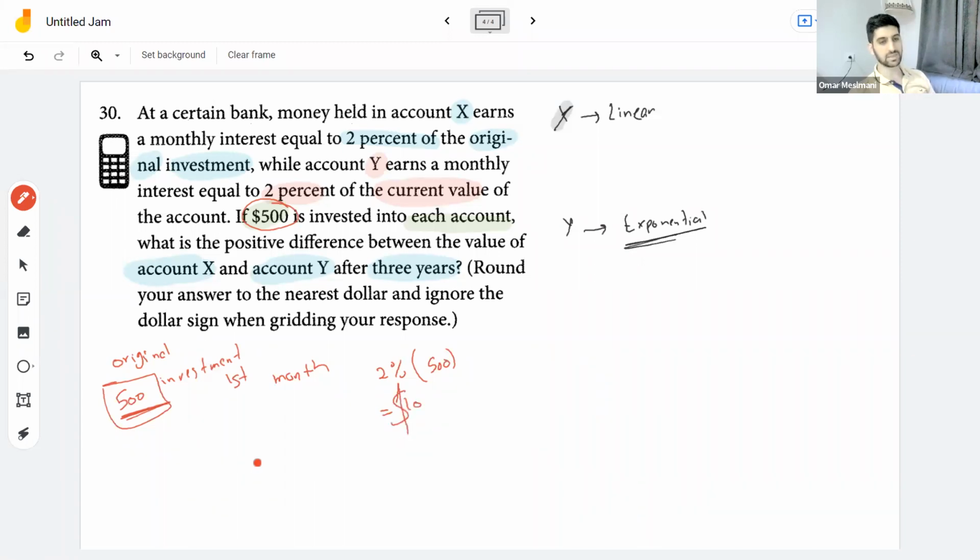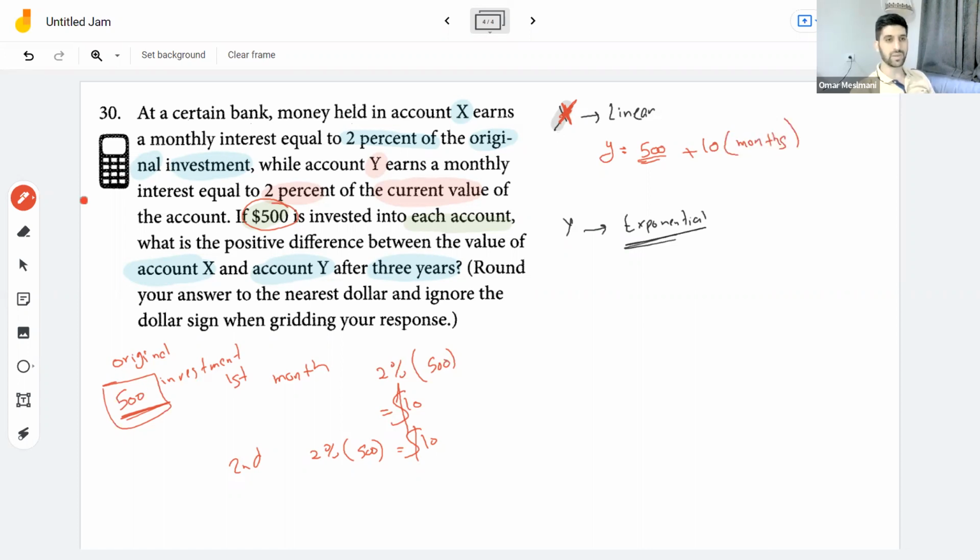In the second month, I'm going to earn 2% of the original investment, which is again 2% of the 500, so again it's $10. In the third month, the fourth month, the sixth one, it's the same amount, $10. That's why account X is a linear account. So Y equals the original value plus 10 multiplied by the number of months.